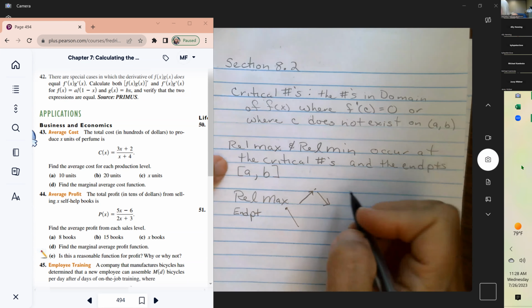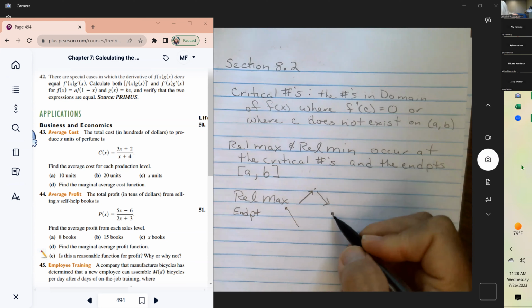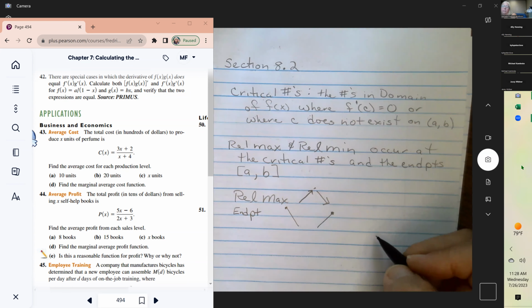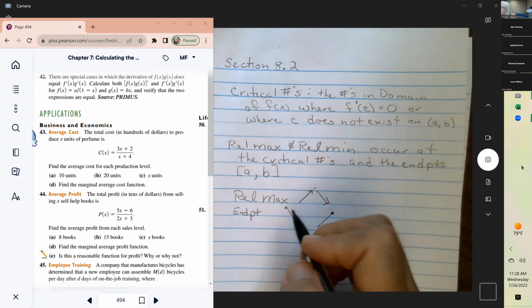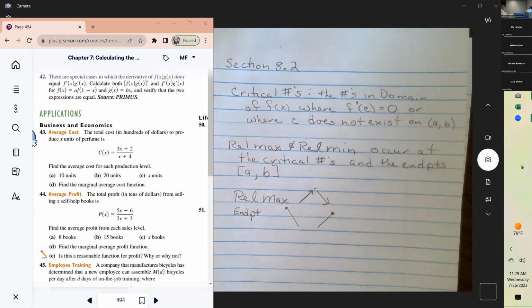Now that could also happen with B. For B to be a max, this line would be going down. This is where your A would be. This is where your B would be. And if the values next to it are going below it, then it's a max.